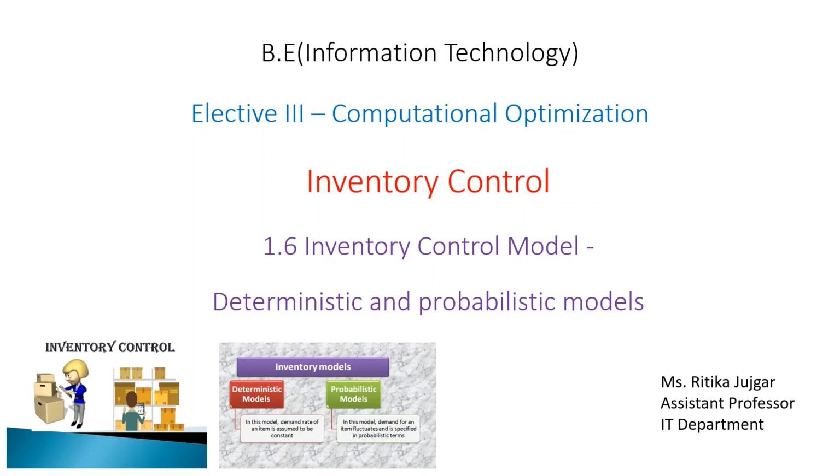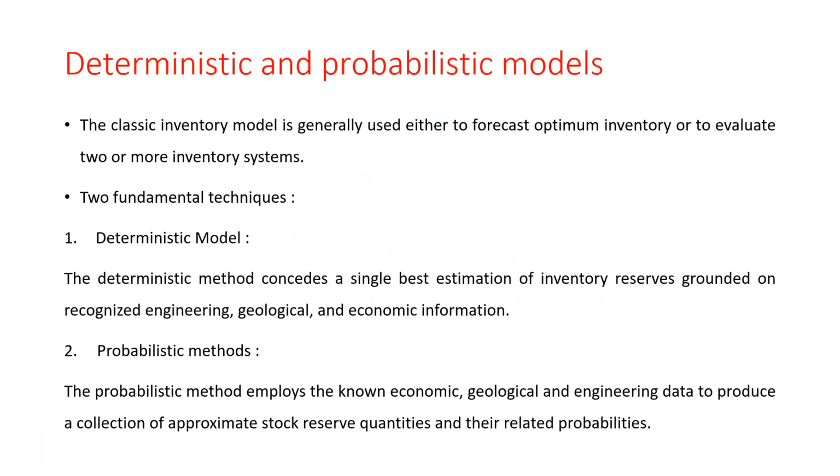So in this video, we discuss the second type of inventory control model, that is, the deterministic and probabilistic model. Here, the classical inventory model is generally used either to forecast the optimum inventory or to evaluate two or more inventory systems. In the inventory control model, two fundamental techniques are used. The first is the deterministic method or model, and the second is the probabilistic method.